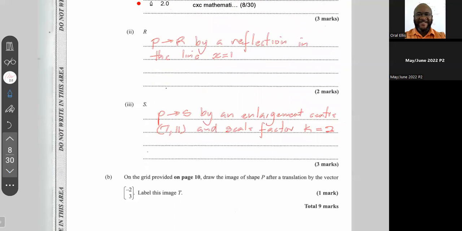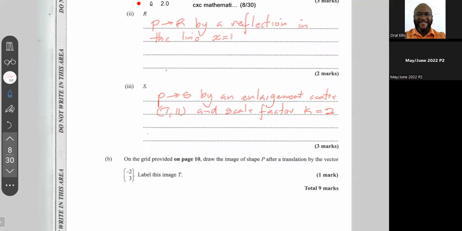The b part of the question says, on the grid provided on page 10, we're to draw the image of the shape P after a translation by the vector (-2, 3). Now, the translation vector (-2, 3) is telling me how to move the shape P. The top value tells me how to move it horizontally, and the bottom value tells me how to move it vertically. The top value being -2 is telling me to move it 2 units to the left, and the bottom value being +3 is telling me to move it 3 units vertically upwards.